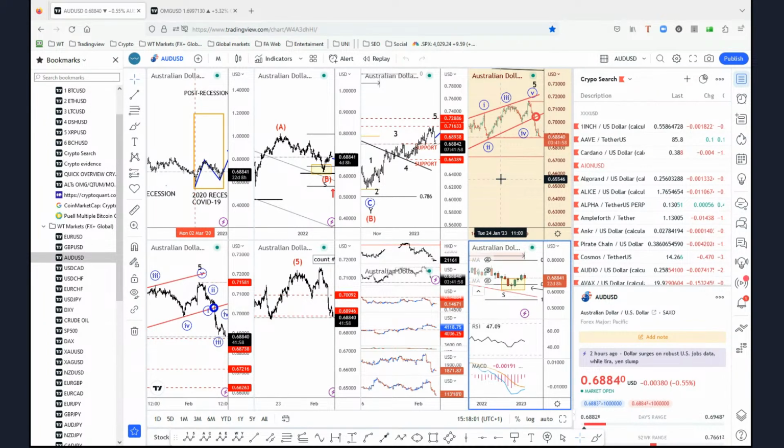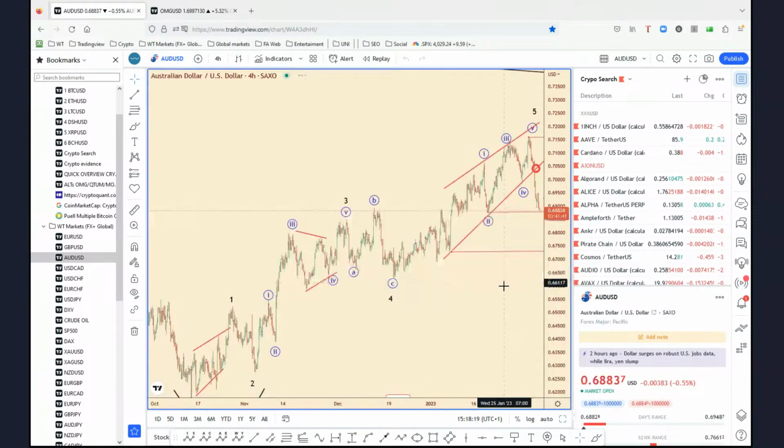Despite a very strong sell-off, if the RBA will say that they will remain hawkish after the latest data, then of course the Aussie could easily outperform the other major currencies. But from an Elliott wave perspective, I think that any bounce will be just short-lived.